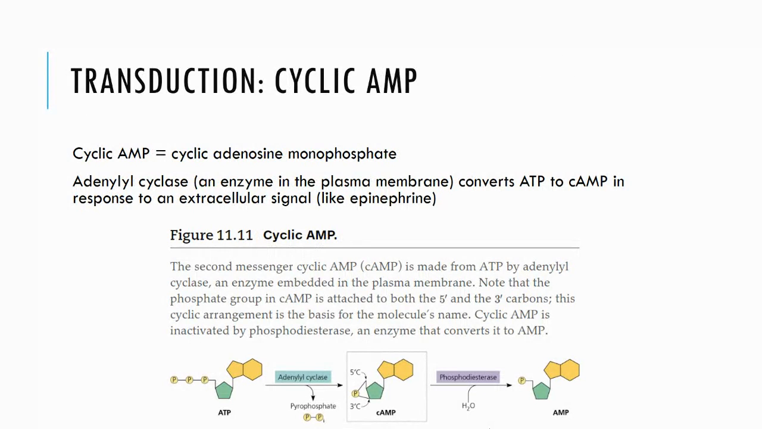So let's look at an example with cyclic AMP. Cyclic AMP stands for cyclic adenosine monophosphate. Adenylyl cyclase is the enzyme in the plasma membrane that converts ATP to cAMP in response to an extracellular signal like epinephrine, which we can see here. So we have ATP, and our enzyme removes two of those phosphate groups to make cyclic AMP, and then phosphodiesterase, which is yet another enzyme, will convert that into AMP, just regular AMP.